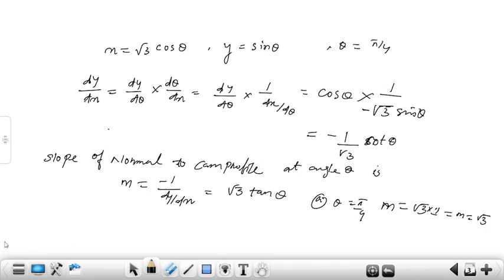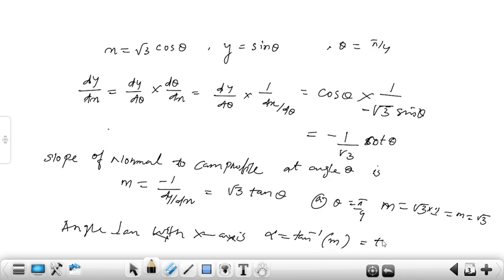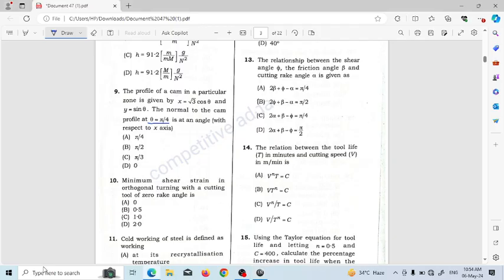So next we have to find the angle of the perpendicular with the x-axis, alpha is equal to tan inverse m. So tan inverse root 3 is equal to pi by 3. The answer will be pi by 3 or 60 degree. So option C is the correct answer.